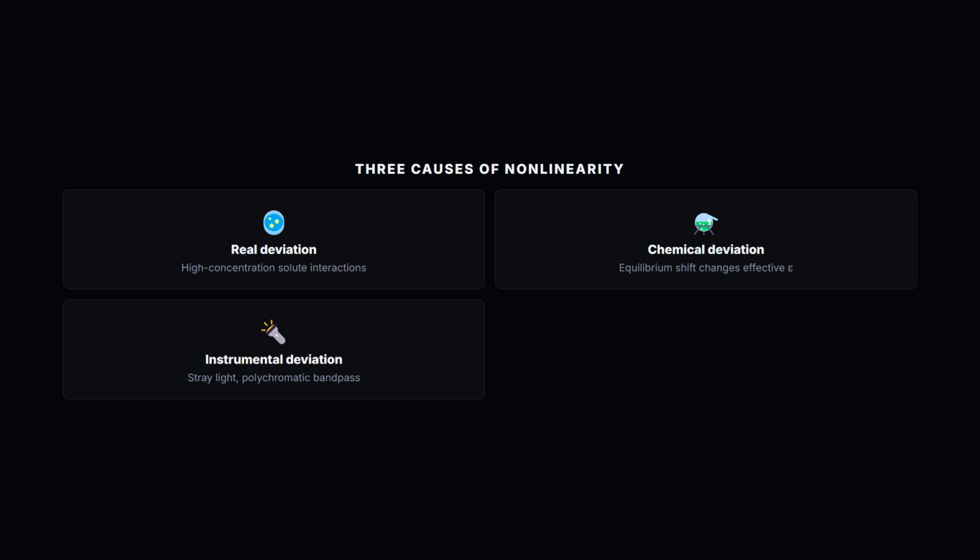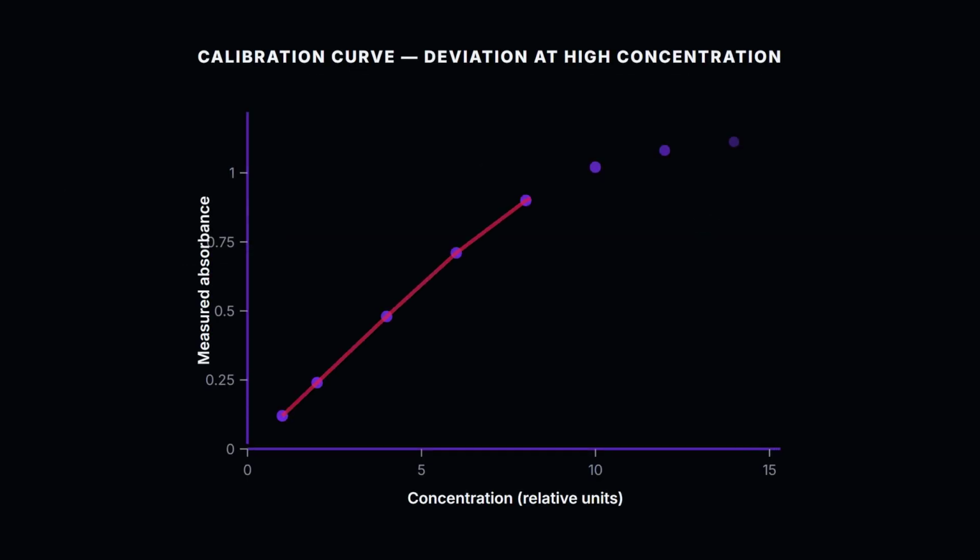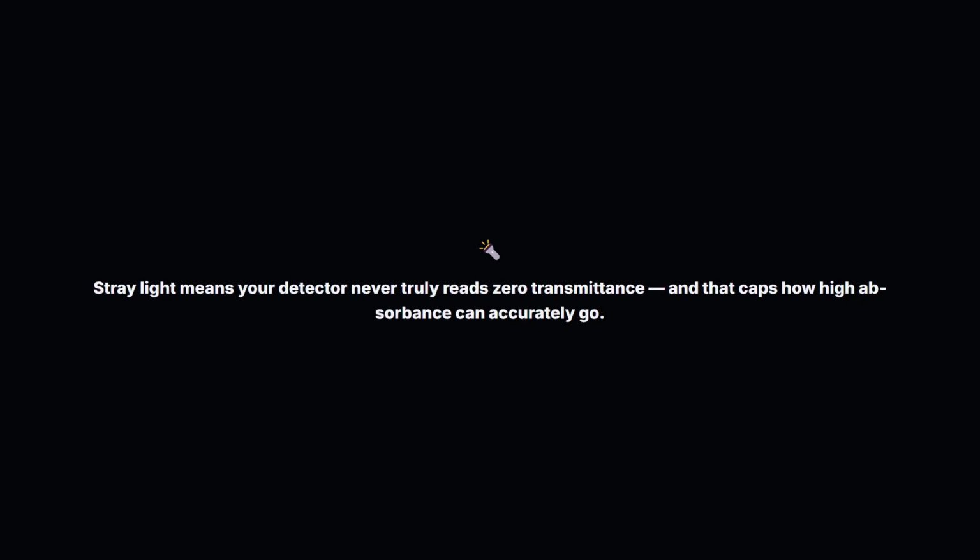Here's what that looks like on a real calibration curve. The low to mid concentration points sit right on the line Beer's law predicts. Push into the high range and the curve bends away, usually downward, reading lower absorbance than a truly linear relationship would predict. The single biggest instrumental culprit is stray light, light that reaches your detector without actually passing through the sample, whether by internal reflection or scatter. It puts a floor under how low your measured transmittance can ever read, no matter how concentrated the sample is.